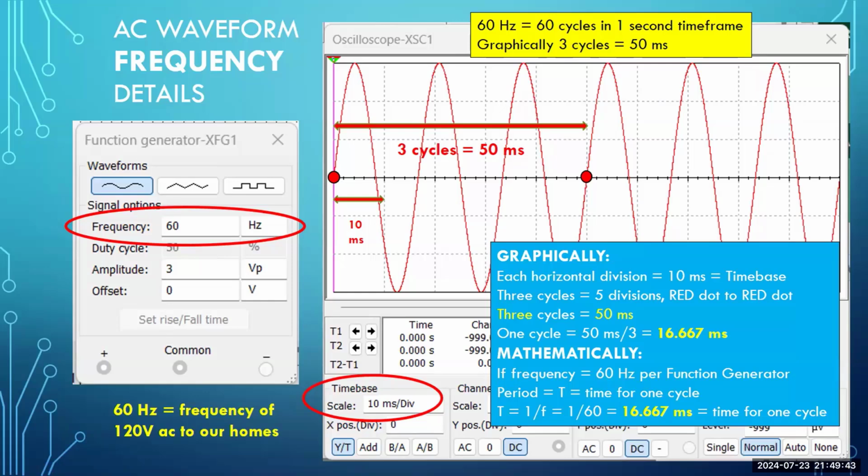Okay. Now, mathematically, because if we do things right, between graphically and mathematically, both end up at exactly the same value. Let's see if that's true.